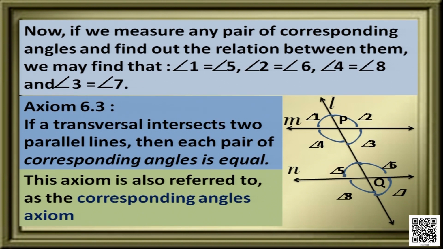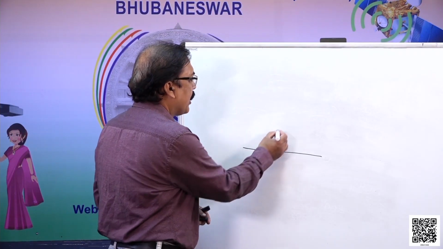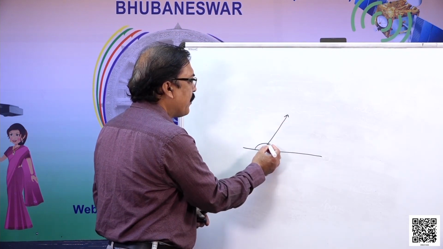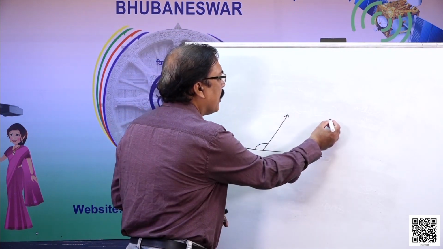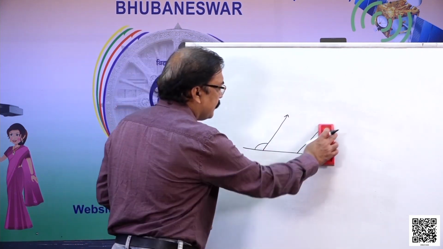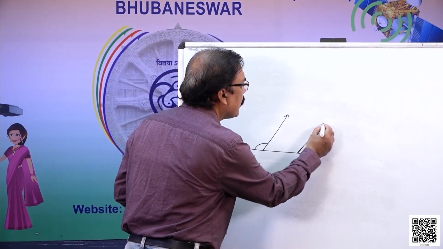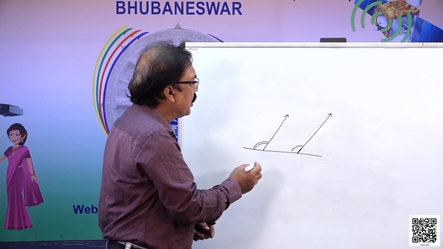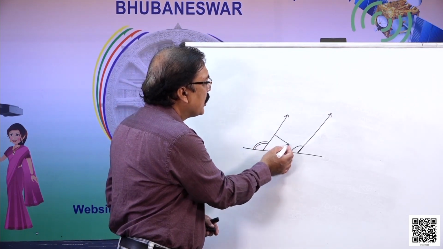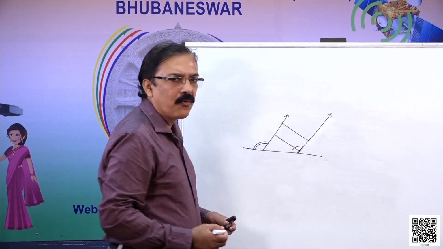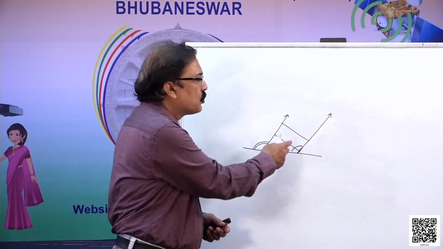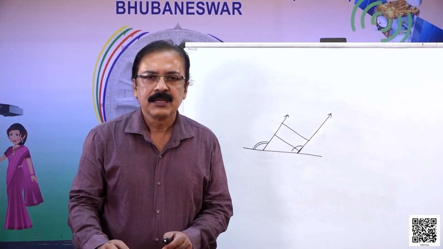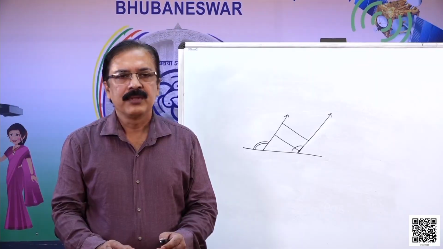Again, if we take a line and draw an angle here, and if we draw the same angle at another point, say here, if this angle is equal to this angle, then we can see that the perpendicular distance between these two will be equal everywhere. That means these two lines will be parallel. So this is nothing but the converse of this axiom.